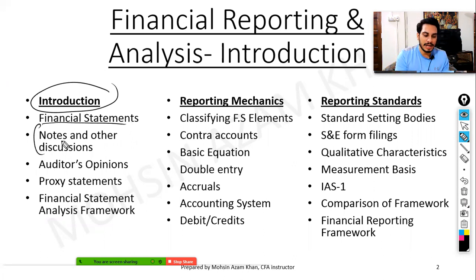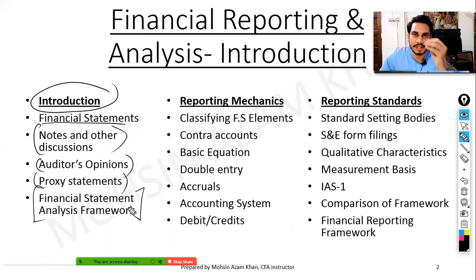Next, we'll be understanding the difference between the notes and other discussions in the annual reports. We'll understand the meaning of audit opinions and how many types of auditor opinions there are. We'll understand the meaning of proxy statements and why they are useful for the analyst. And the most important, we'll understand the basic financial statement analysis framework. This is the part we'll be understanding in the introduction lecture.